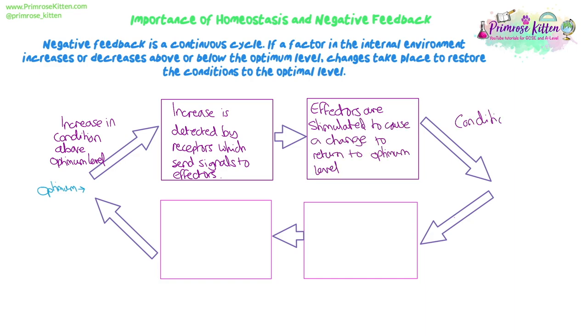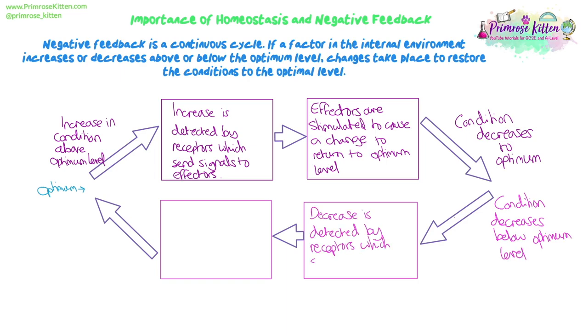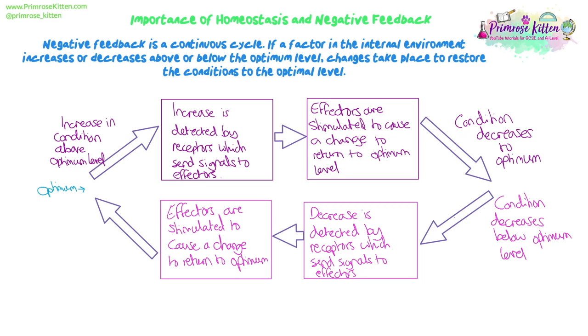And then the condition returns towards the optimum level and starts to decrease. Now, exactly the same thing, as I said, it's a cycle. So that factor is going to be decreasing towards the optimum. It might then decrease past the optimum and carry on going, or it could decrease for another reason at another time. So it decreases below the optimum. That decrease is detected by receptors again, which send signals to the effector, or will send signals to a coordinator, which sends signals to the effector. And then the effectors are stimulated and they cause the change, which hopefully will start to return the factor back to the optimum level. And again, the condition increases and goes back towards the optimum.